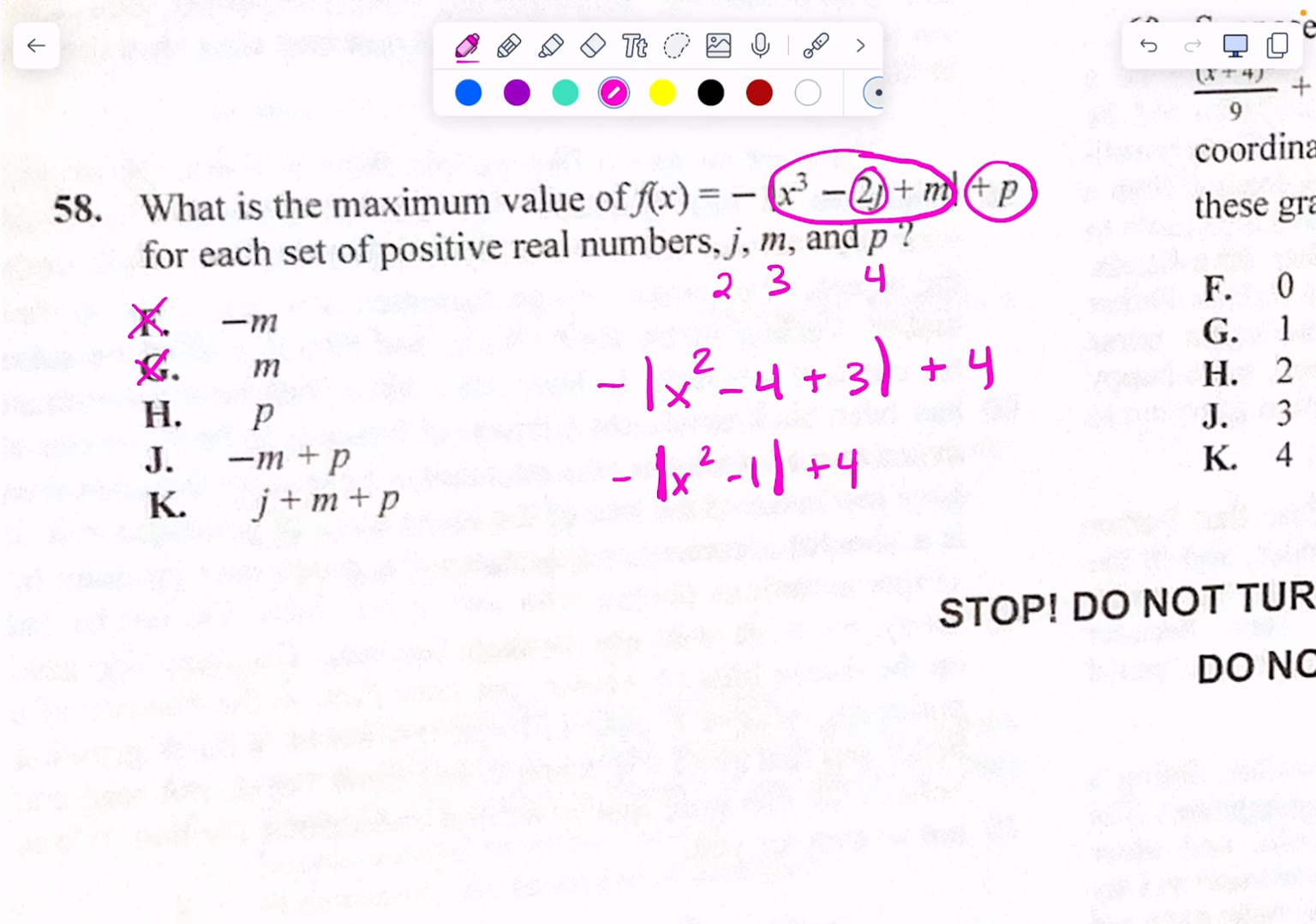Will Photomath do it? Send it to my AI, see if they'll fix it. I'm a bit puzzled. I don't know what they're asking for. What is a maximum value? This is a skip because we've gone past our 15-second mark. For each set of positive real numbers, 2, 3, 4, I plugged in J, M, P. Oh, that's a cube, by the way, not a square. X cubed minus 1. Oh, no, I think it'd be J plus M plus P.